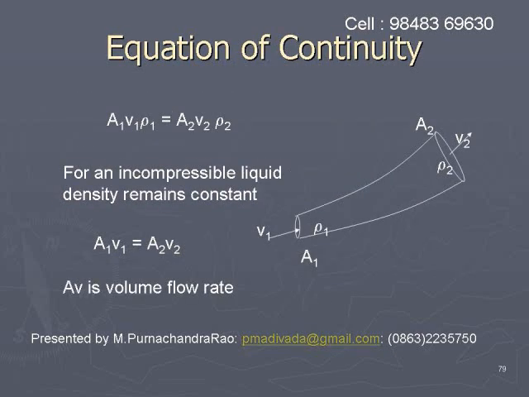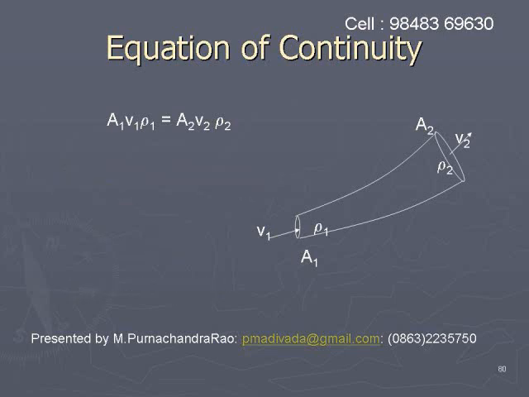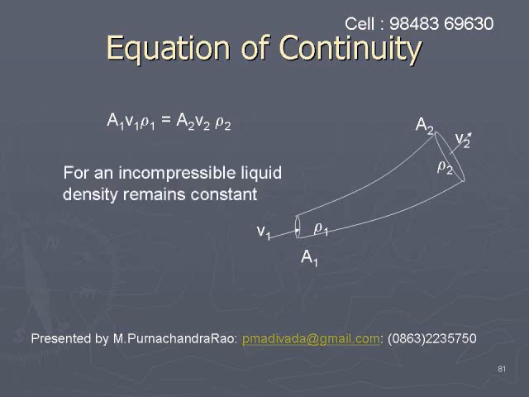We know that the mass flow rate is constant and it is given by the relation A1 v1 ρ1 equal to A2 v2 ρ2. If the liquid is incompressible, if it cannot be compressed, then the density is constant throughout. So the relation becomes A1 v1 ρ is equal to A2 v2 ρ. Hence ρ gets cancelled and we get the relation A1 v1 is equal to A2 v2.